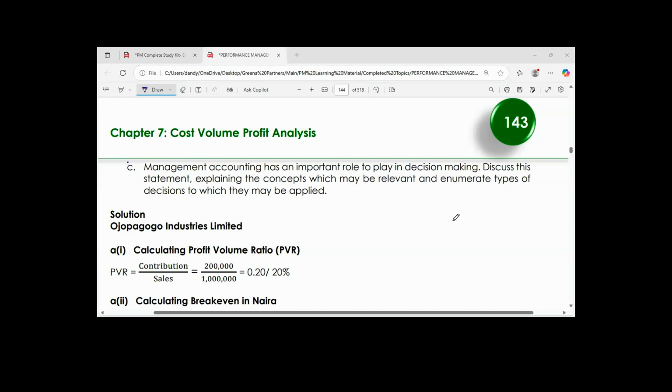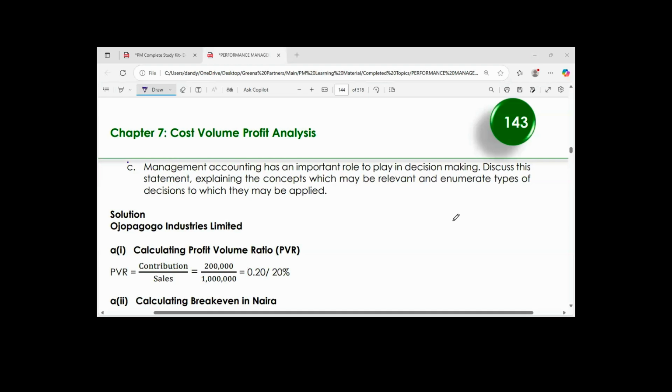because it has to do with decision making, that means you need the concept of marginal costing. So what you are supposed to do here is to explain the marginal costing technique, and then examiner is also asking you to explain the concepts as well as to enumerate types of decision to which they may be applied.